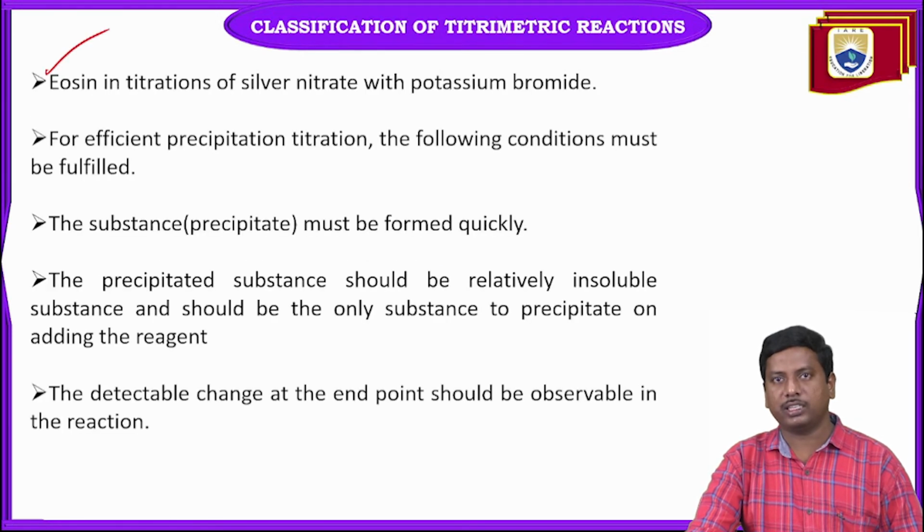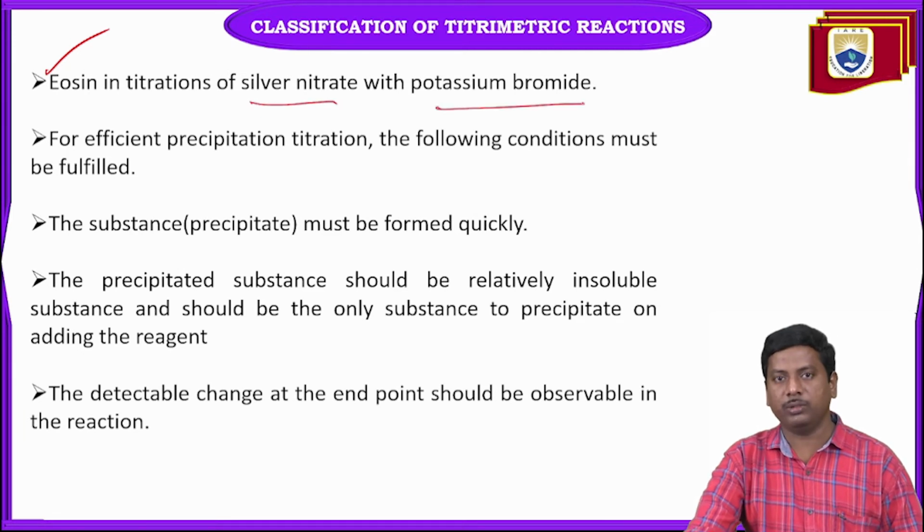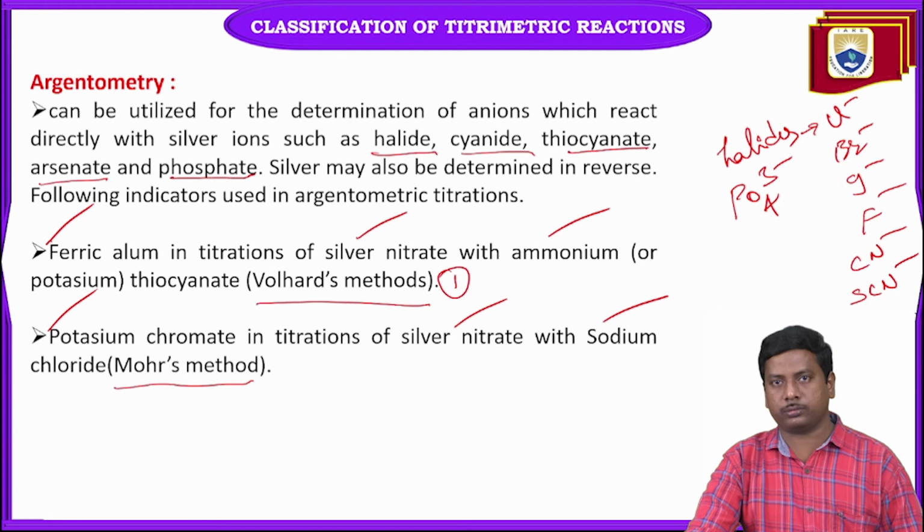And the third one is the eosin method. Eosin method means the indicator used is eosin, and it is especially useful for silver nitrate with potassium bromide. So there are mainly three types of indicators. One is ferric alum, for silver nitrate with ammonium or potassium thiocyanate, and the second indicator is potassium chromate, for silver nitrate with sodium chloride.